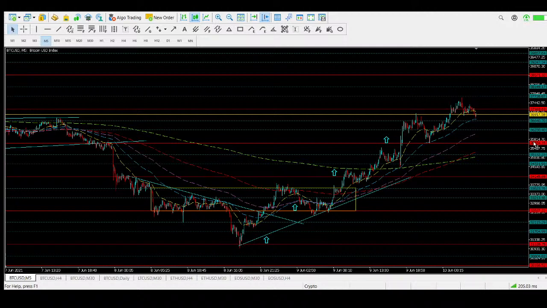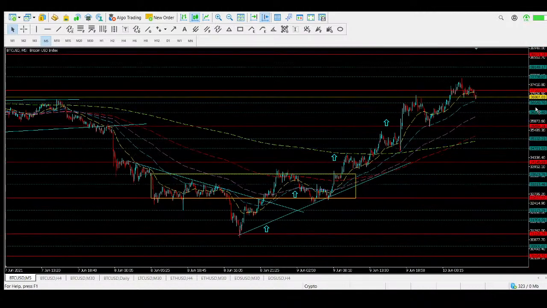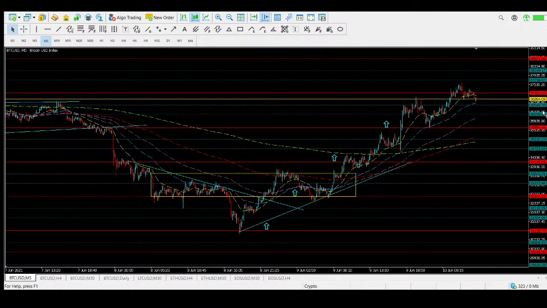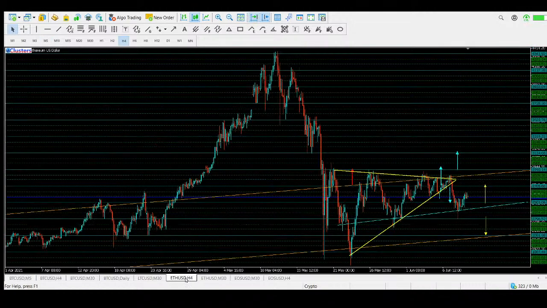5 minutes, still holding above the, which MA is this one here, which is the 50 moving average, still holding above the 50 moving average, and 36,640. Let's have a look at Ethereum.